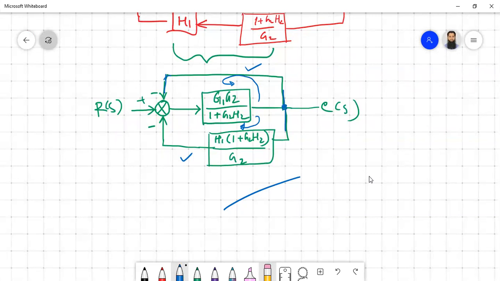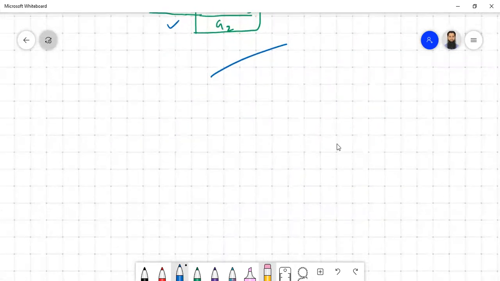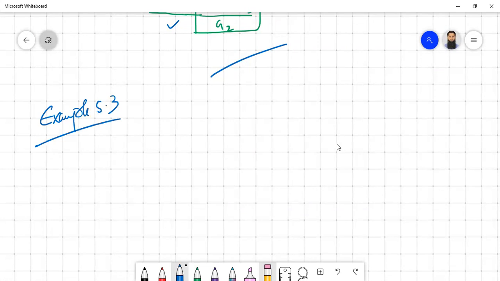Example 5.3. Okay, I think example 5.3 you can do by yourself. It's not that complicated. I think I'd better go with a more complicated problem, that is 5.4. So let's draw the diagram first and see what the difficulty of this one is.